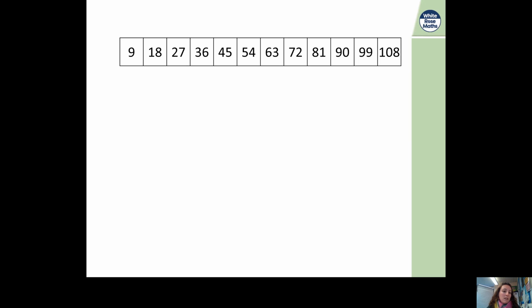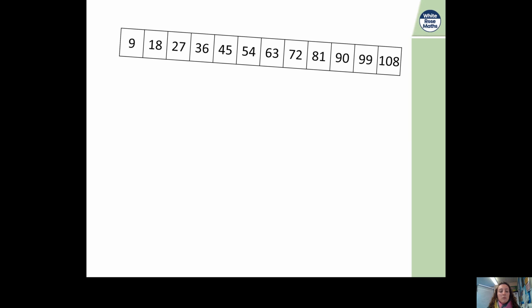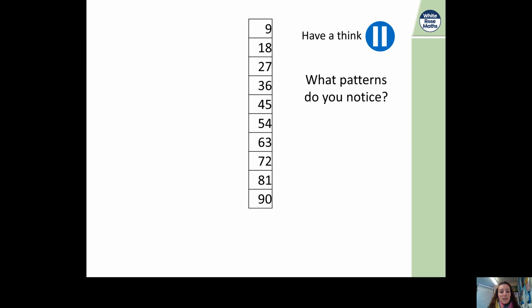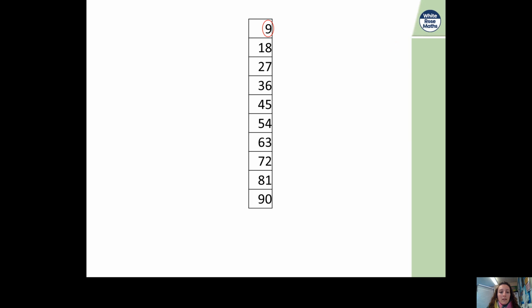Okay, so here is our number line representing the 9 times table. If we flip it around, what patterns do you notice? Pause the video and have a think. So as you can see, as we go down, the numbers are decreasing by 1. 9, 8, 7, 6, 5, 4, 3, 2, 1, 0. And the tens go up, they increase by 1. 1, 2, 3, 4, 5, 6, 7, 8, 9.